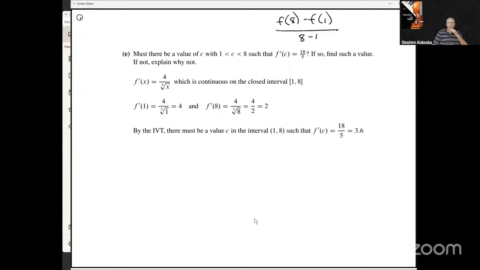Let's see. So that means 18 over 5 is 3.6. Well, wait a minute. That's in between 2 and 4. So by the intermediate value theorem, there must be a value of c so that f prime of c is equal to that 18 divided by 5. That's very clever. That's a very different sort of use of the intermediate value theorem. I really like that.